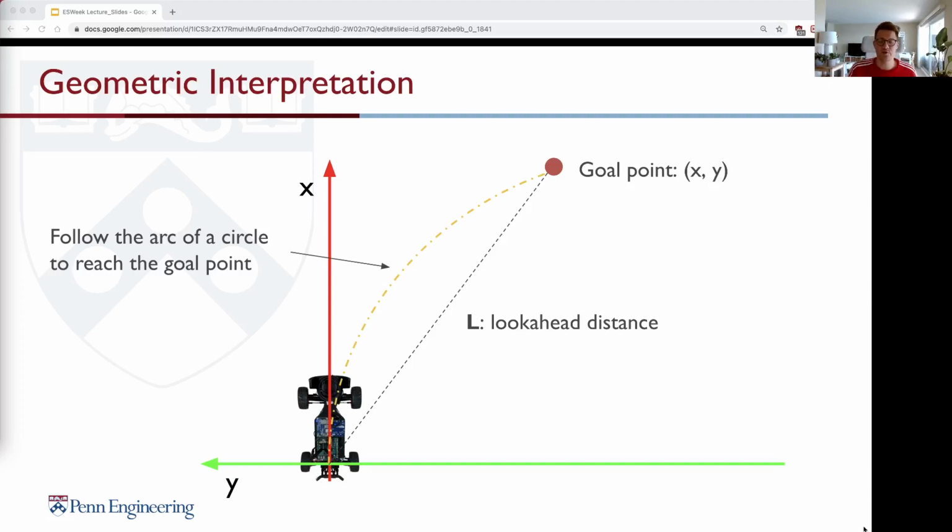And now it's a question for you. If you look at this picture here, do you see that there might be any problem here for following this arc? Just think about it for a second.